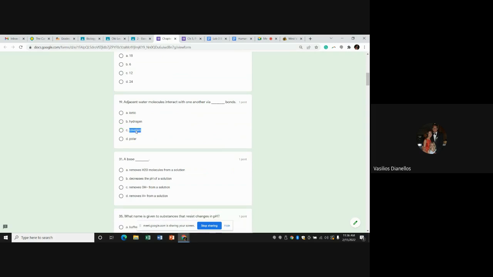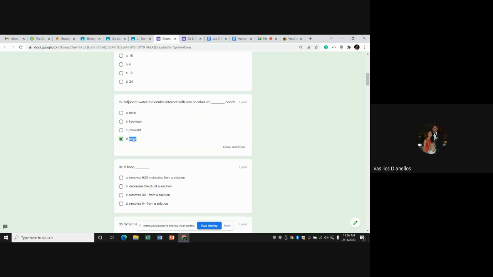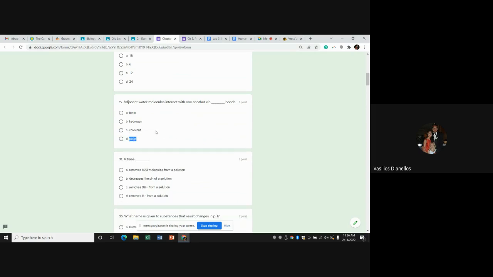And again, like I said earlier, polar bond isn't even a thing. So if you guess that or any other wacky word I might throw in there, you're going to lose more points. At least if you get one of these three, you'll get partial credit.